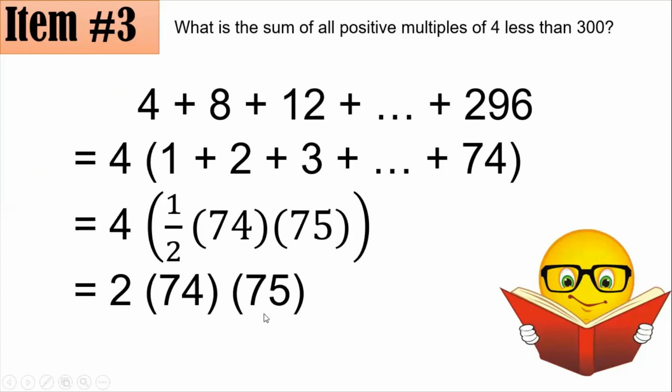And by multiplying this, we get a product of 11,100. With this, we could say that the sum of all positive multiples of 4 less than 300, or 4 plus 8 plus 12 plus all the way until plus 296, is 11,100.